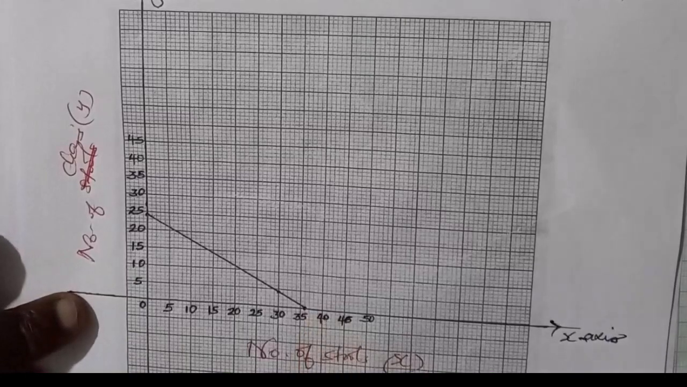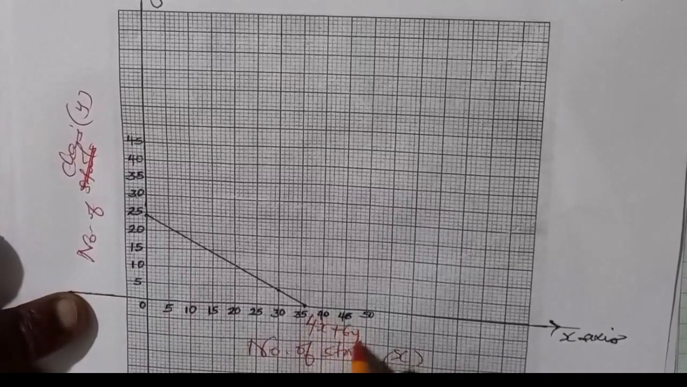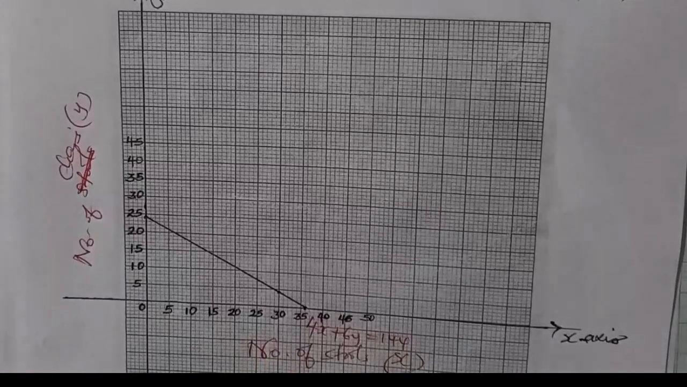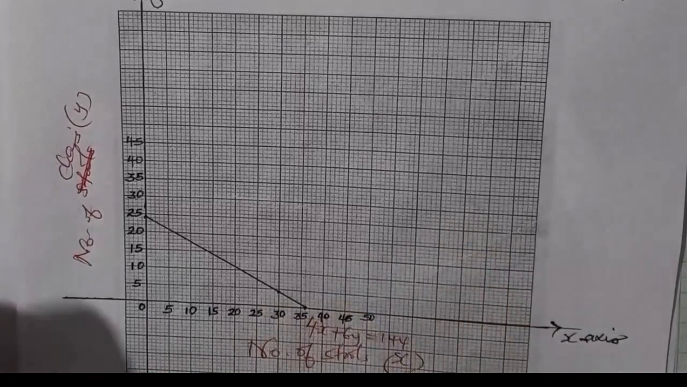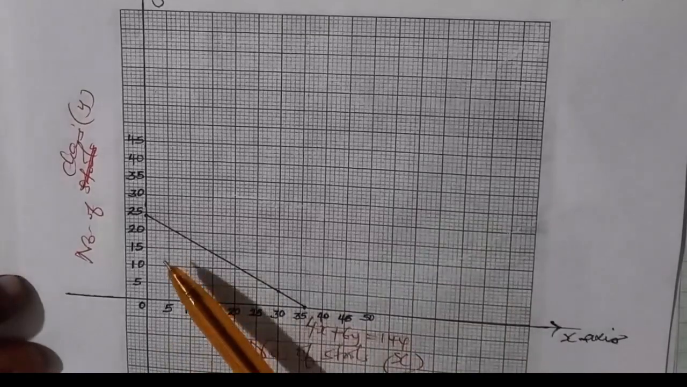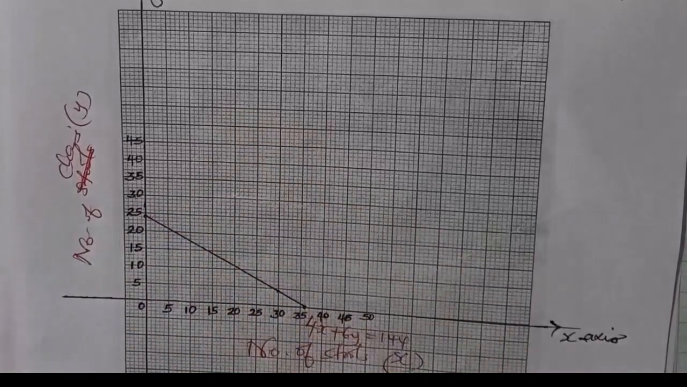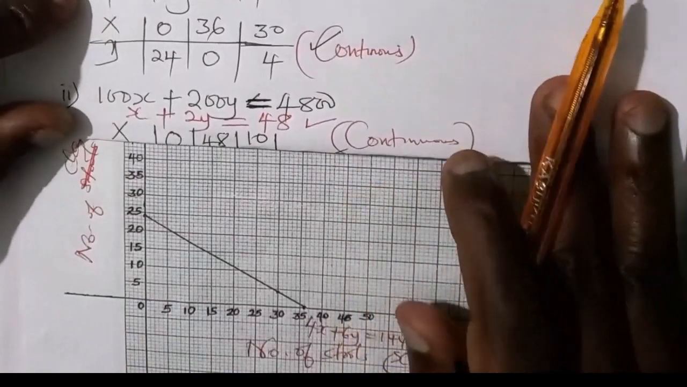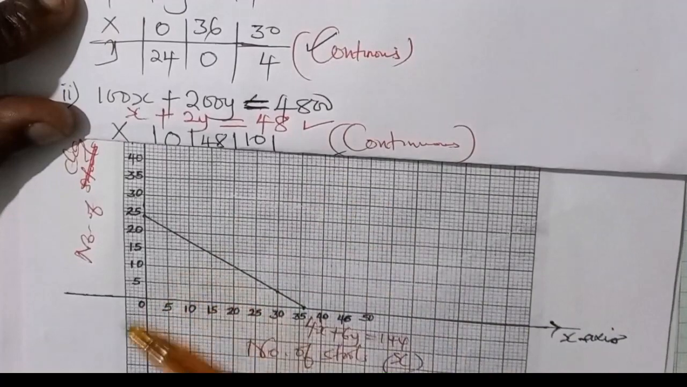This line is 4x plus 6y is equal to 144. Now before we proceed to the other one, we need to know which side we are going to shade, which is the unwanted side. Remember, in inequalities, we shade the unwanted side. So between these two sides, the side below and the side above, which one do we shade? This is how we do it. We pick a point on either side. Pick any point. I'll pick a point on the lower side. The easier one is 0, 0.